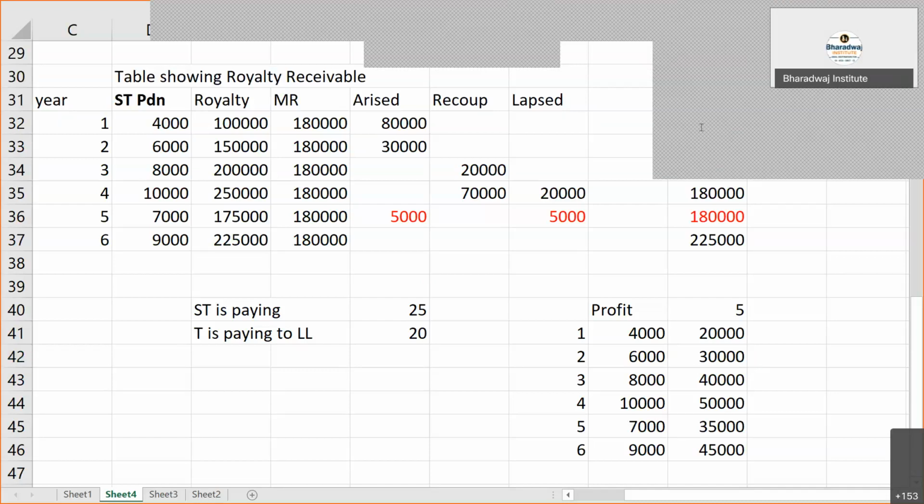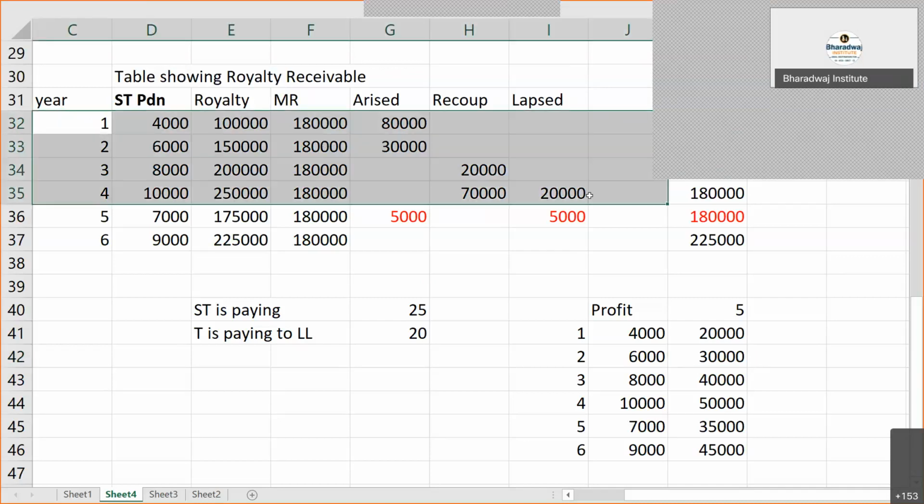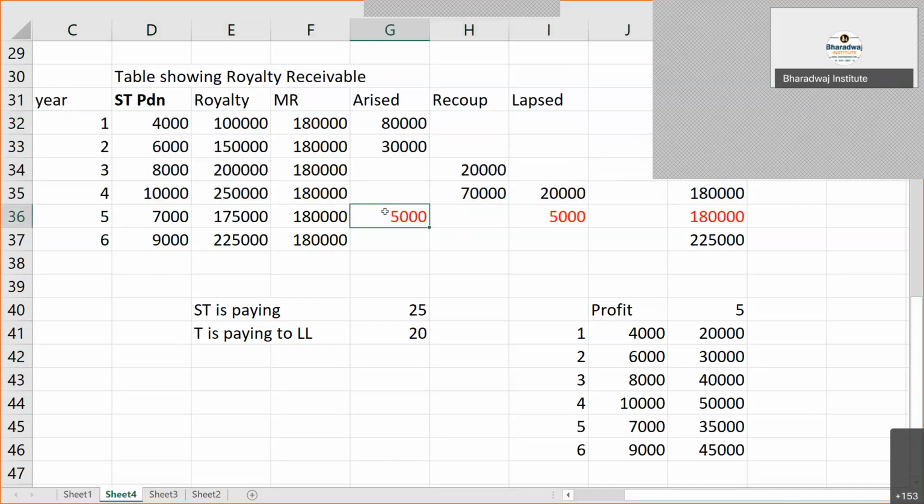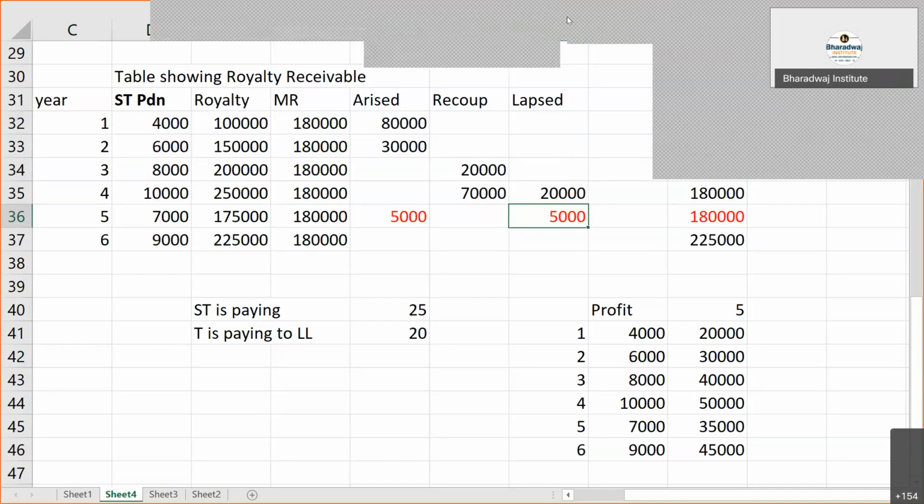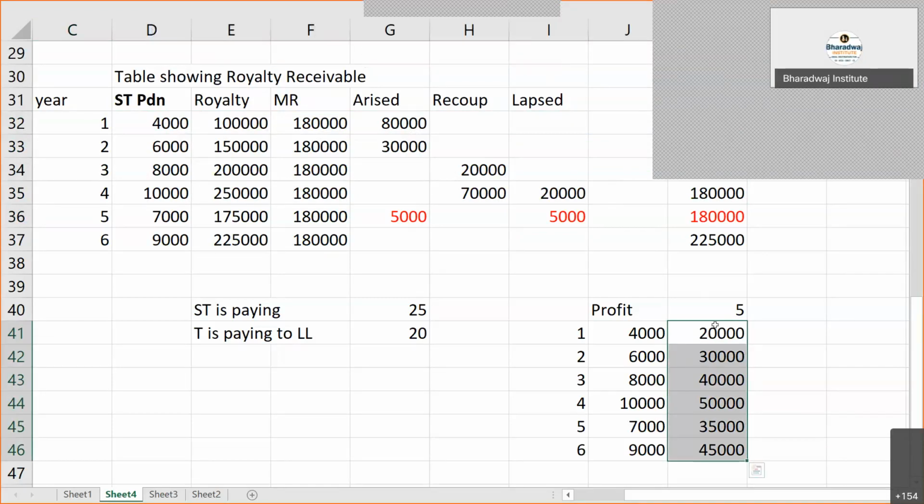Why lapsed in 5th year? Because the time allowed is only first 4 years. In the 5th year, whatever is arising will be taken as lapsed in the 5th year itself. These profits will be transferred to P&L account. For the subtenant, these things will be transferred to P&L account. You will match the income against expenses. Okay, and you will transfer the profit to P&L account.